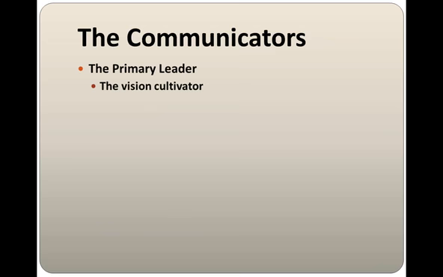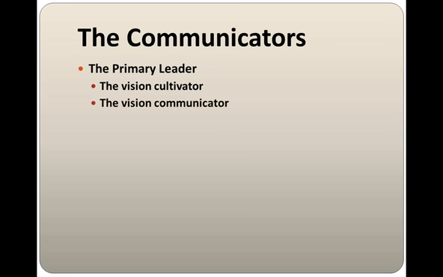The communicators: the primary leader is the vision cultivator, and he has 3 main duties when he casts the vision. As the vision cultivator, he is going to initiate the vision development process. He is going to lead in the development of the vision. So the primary leader is the visionary leader who serves as the point person for the process. He is the primary communicator, therefore the primary vision caster. He also is the primary developer of the vision casting team.